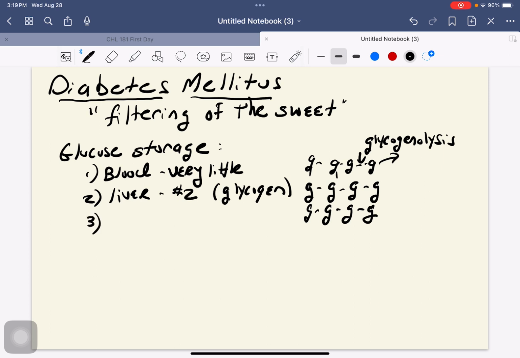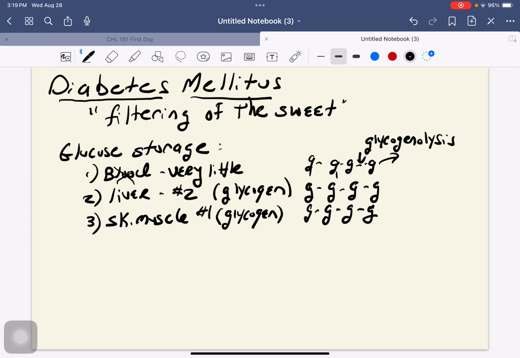The most abundant place, more than 90% of our sugar, is stored in the skeletal muscle. That's number 1. Once again, that is stored as glycogen, the storage form of glucose. So those are the 3 locations. We don't want a lot of it in the blood. We want most of it in the liver and the skeletal muscle. So we want to get it out. When it builds up, the body's going to try to get it out.